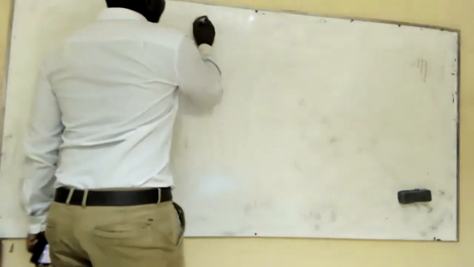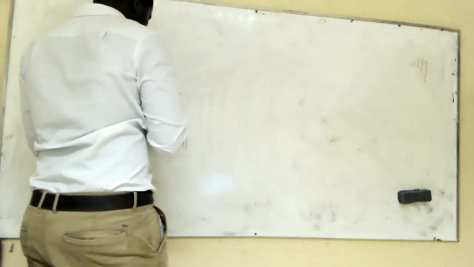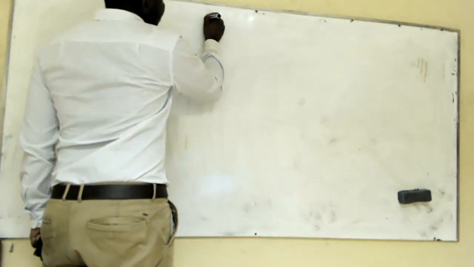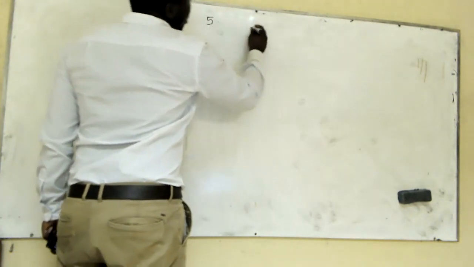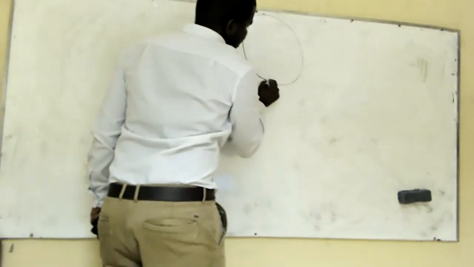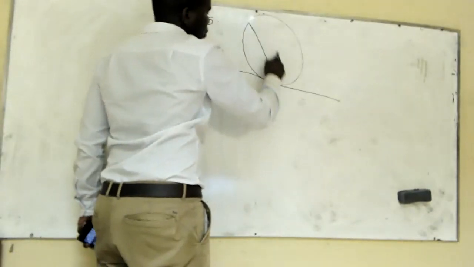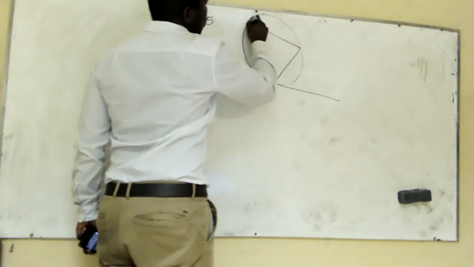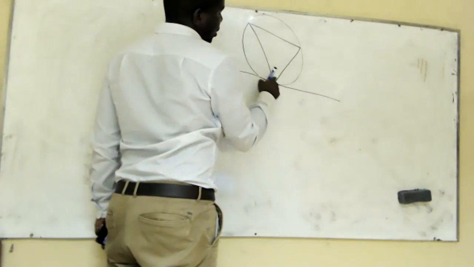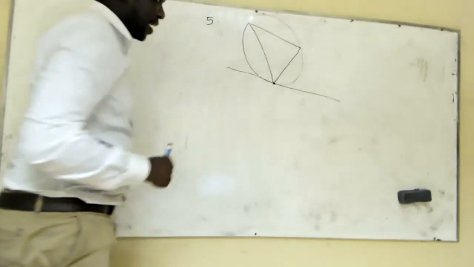So now let me tell you about these other theorems which are important. So this would be theorem number 5. It's when we are in a circle and a tangent. So we have a circle and a tangent, and then inside the circle we are given a triangle which touches exactly at one point on the circle and also on the straight line.